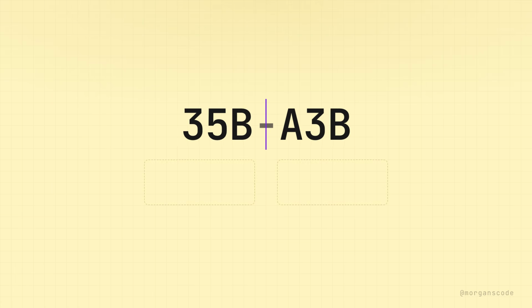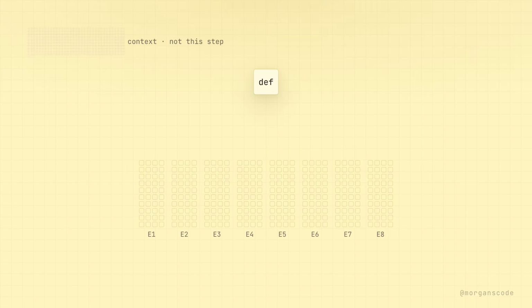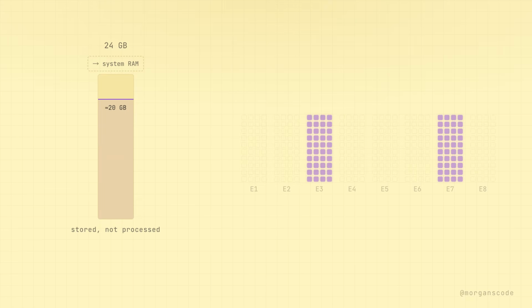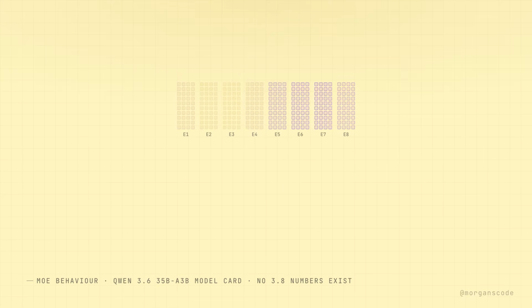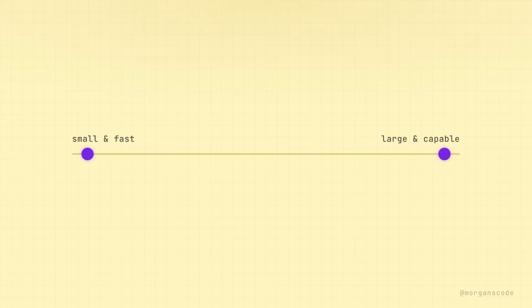A 35B-A3B model would take a different approach. The 35B would represent the model's total parameters. A 3B would mean that only around 3 billion parameters are activated for each token. Instead of using the entire model every time, a mixture of experts system chooses a small group of specialized experts for the current token. The whole model still needs to be stored somewhere, but far less of it is actively processed at once. That can make generation much faster, especially for coding agents, tool use, and servers handling several users at the same time. This is why the community is asking for more than simply a smaller Qwen. They want the capability of a large model with the speed of a much smaller one.